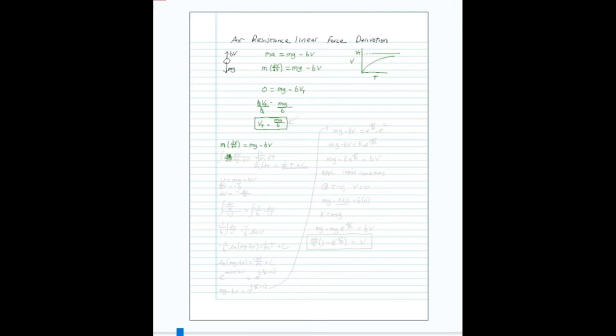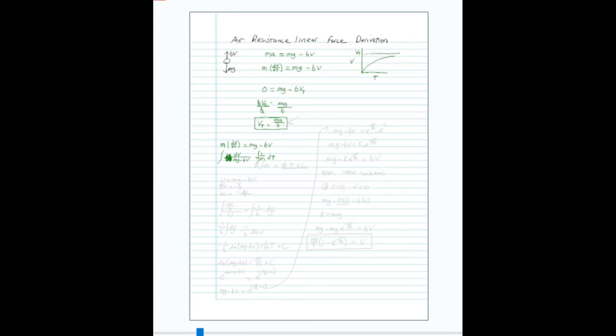So we're going to end up with dv over mg minus bv equals 1 over m times dt. This is going to be the easiest way to solve this differential equation. There's a couple different ways you could do it, but this is the easiest way. So we have it separated out. Now we're going to integrate both sides: the left side and also the right side.